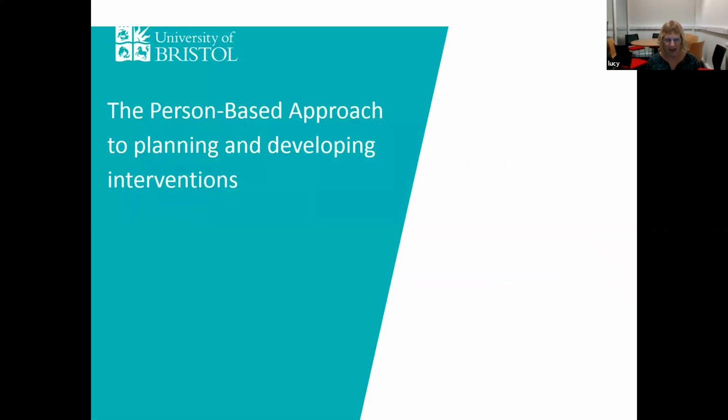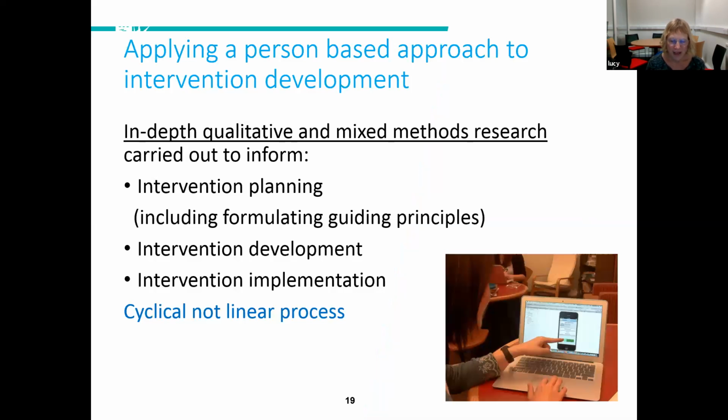So that's why I'm fairly confident to share this approach with people now, so that you can do something similar with developing your interventions and make them just as engaging. So now I'm onto the nitty-gritty of how we go about it. And I'm going to start off with how you do the intervention planning and the formulating of what we call guiding principles.